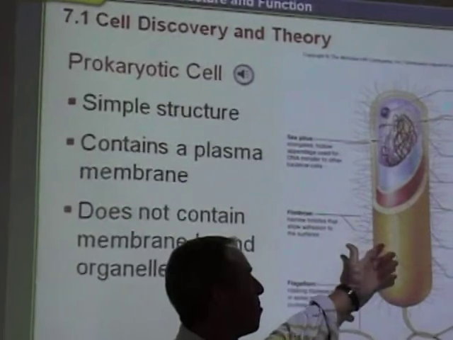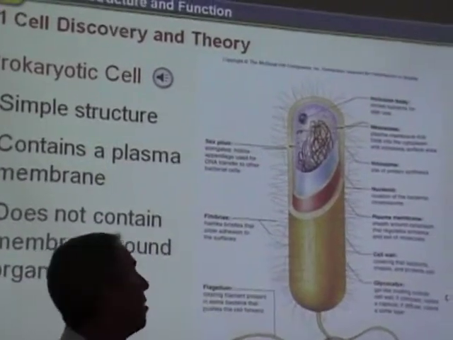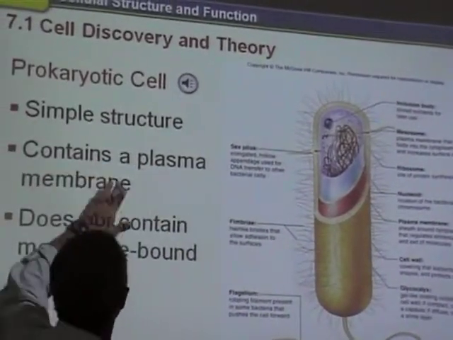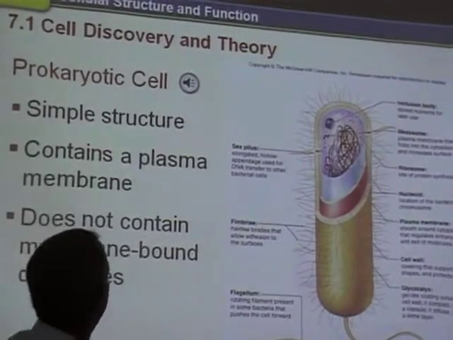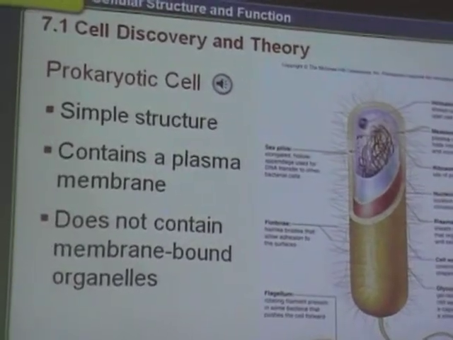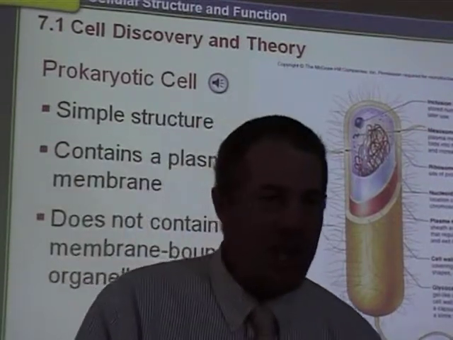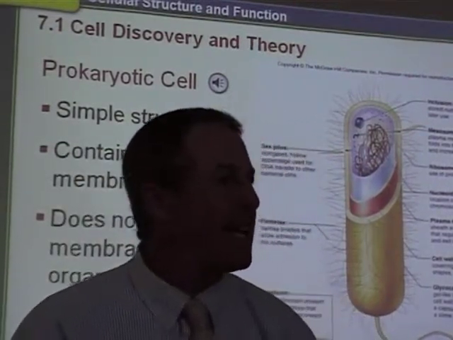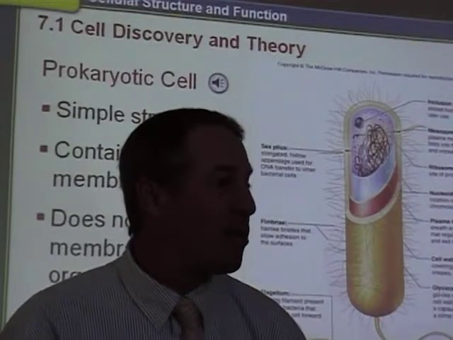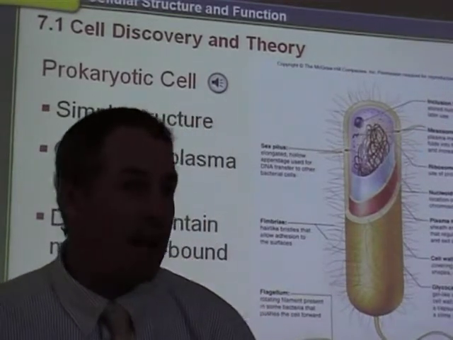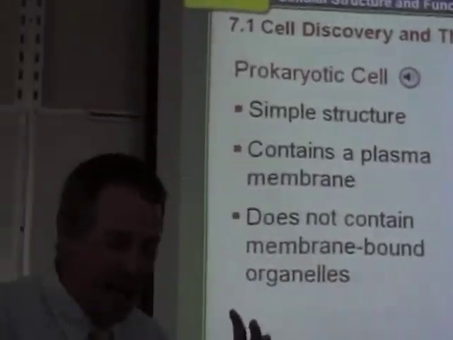A prokaryotic cell is a simple cell. The word prokaryotic means before the nucleus. It doesn't have a nucleus. A nucleus is a container in the middle of the cell that holds the DNA. Remember the nucleic acid that we studied last chapter? That's often held in the middle of a cell.